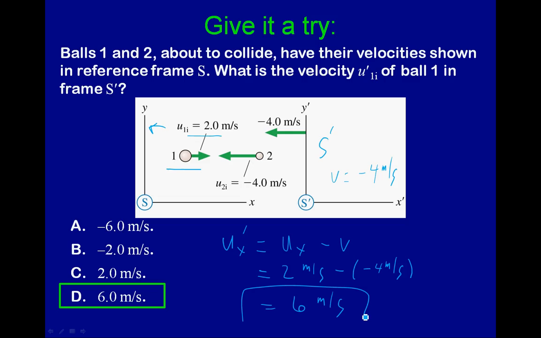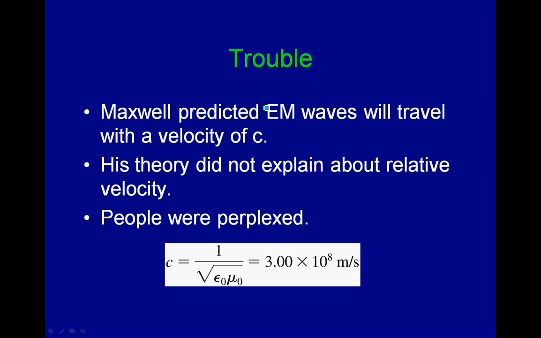Now you can also kind of do this in your head. If you think about it, this particle is moving forward at 2 meters per second, and the frame is moving backwards. So these two speeds increase the speed of particle 1. Because this frame is moving towards particle 1, it's going to seem like particle 1 is coming at it faster. And that's what this comes up with here.